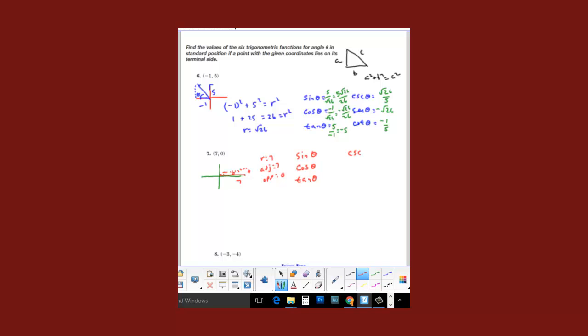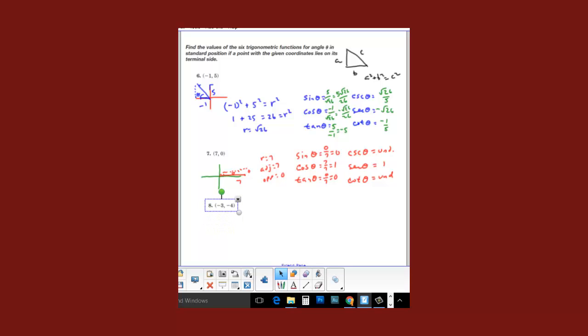Sine is going to be opposite over hypotenuse. 0 over 7 is going to be 0, which means that cosecant is going to be 1 over 0, or undefined. Cosine is adjacent over hypotenuse, which is 7 over 7, which gives a value of 1. And then secant is also going to be 1. And tangent is opposite over adjacent, which is 0 over 7, or 0. But then cotangent would be 7 over 0, which would be undefined. So we fill those in.